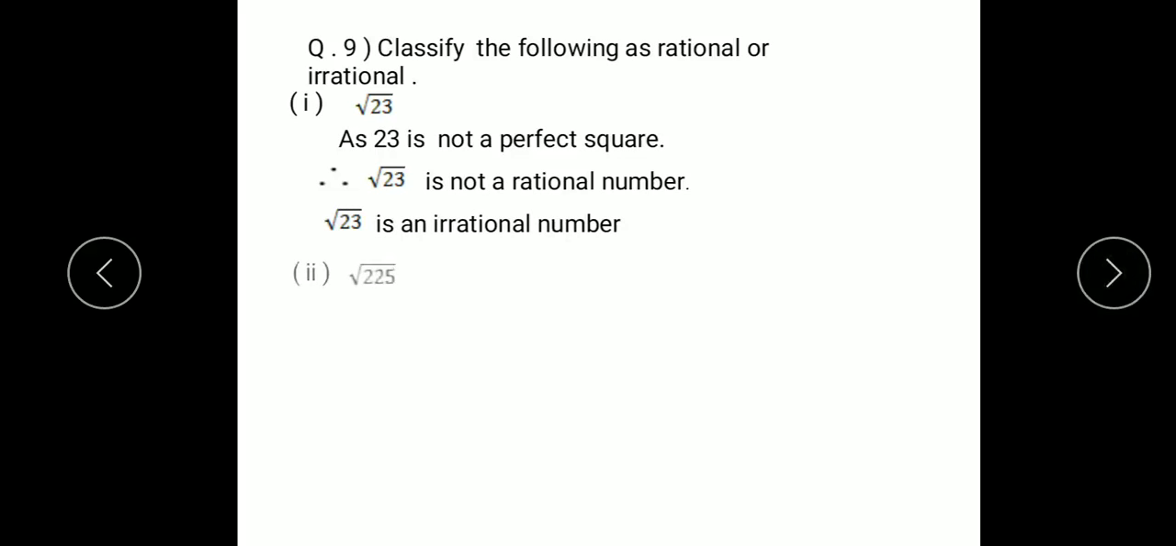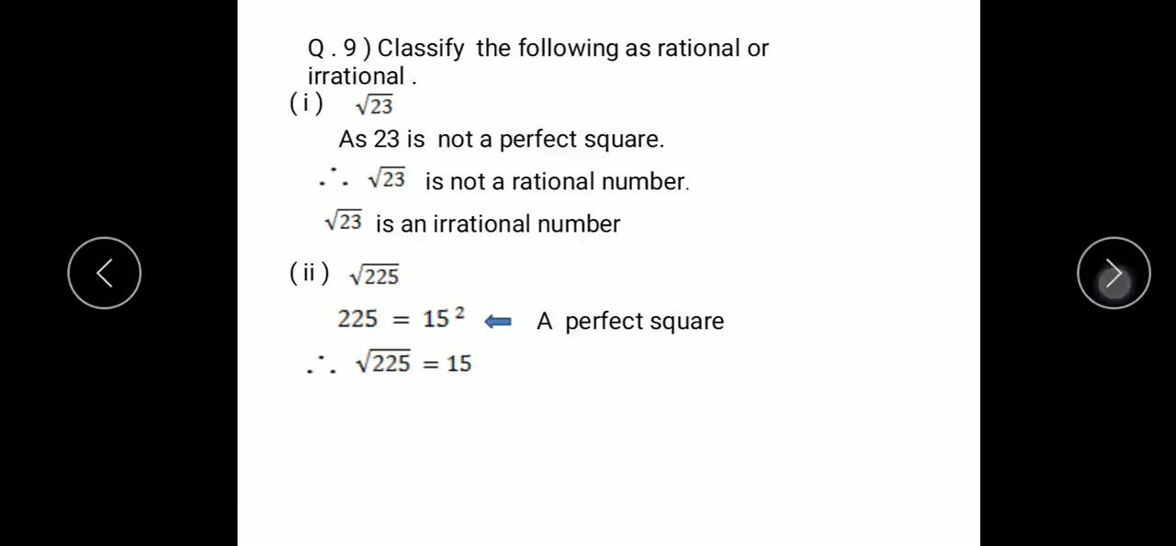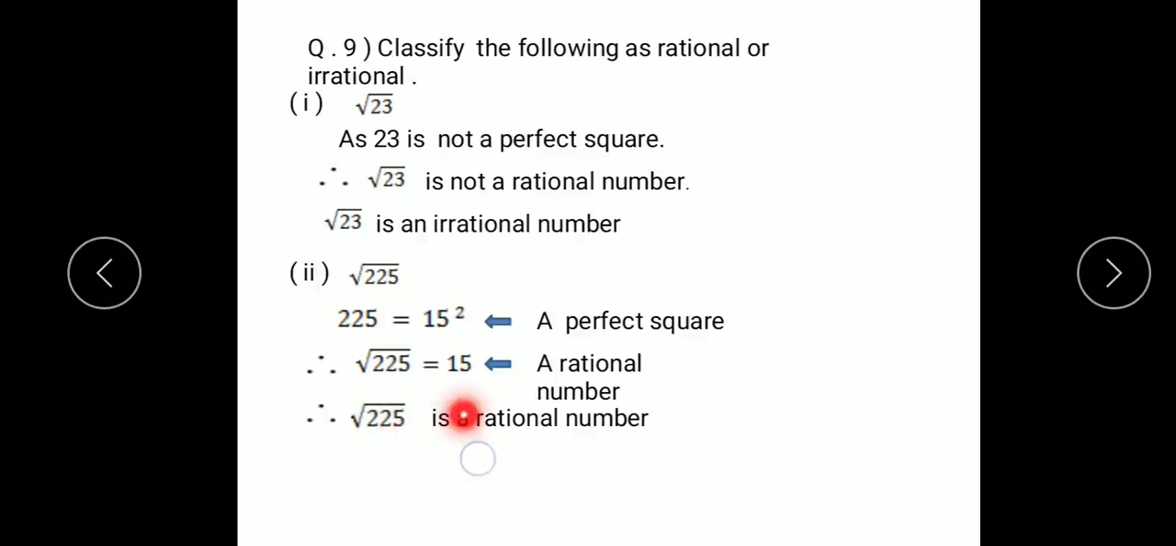Let us go to the second example, square root of 225. We all know that 225 is a perfect square of 15. Therefore, square root of 225 will be equal to 15, a rational number. So, we can conclude that square root of 225 is a rational number. Here, to express it as a rational or irrational number, we have taken help of the concept of nth root of a. Let us have a look at some more examples.